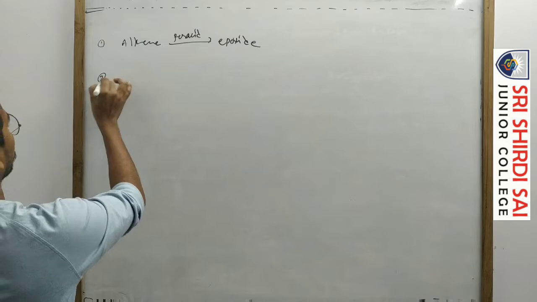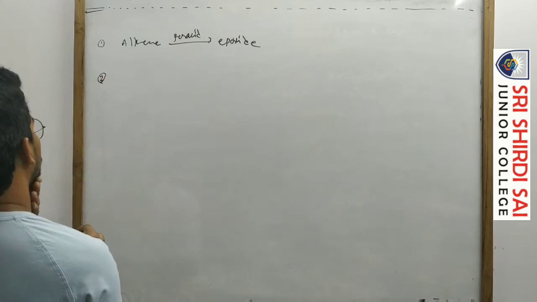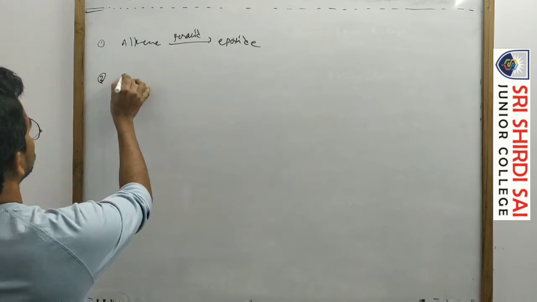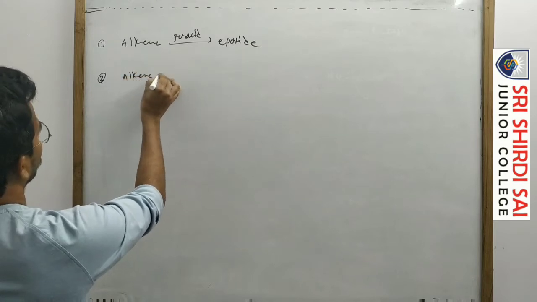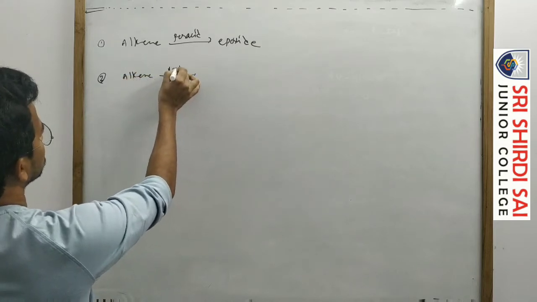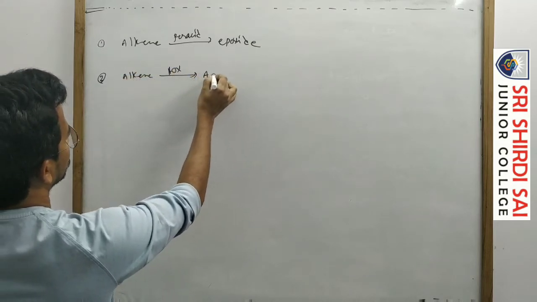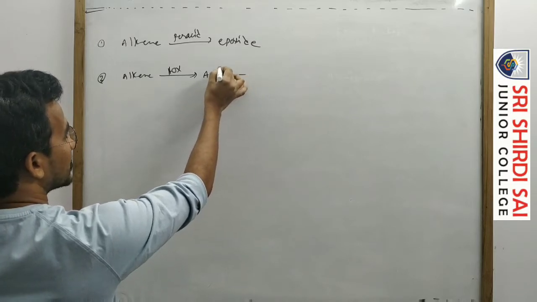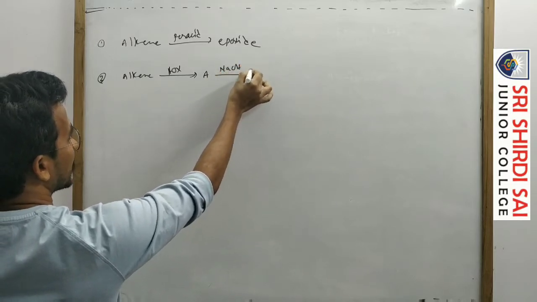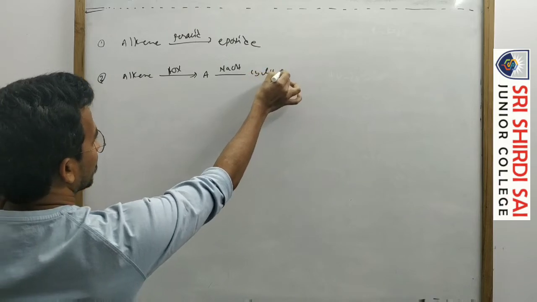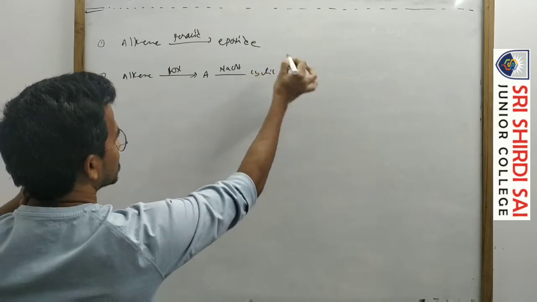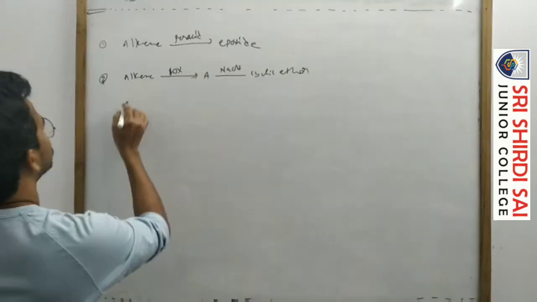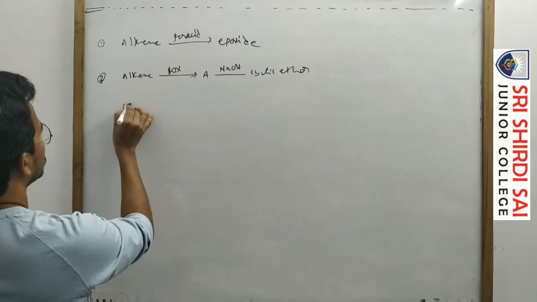And the next one, another method: first suppose this alkene, I am treating with HOX. The product is formed. Now this one, treating with NaOH, we will get the cyclic ether. That's it. Now first suppose we will discuss this reaction.